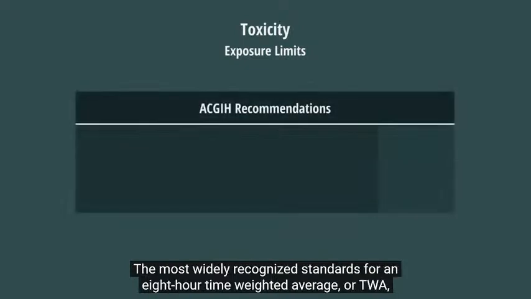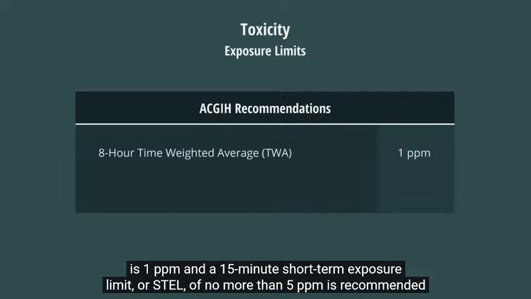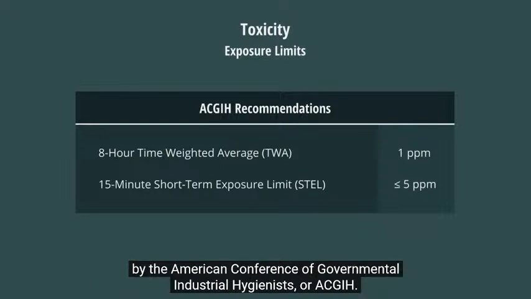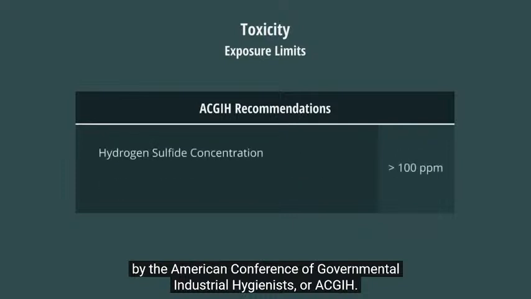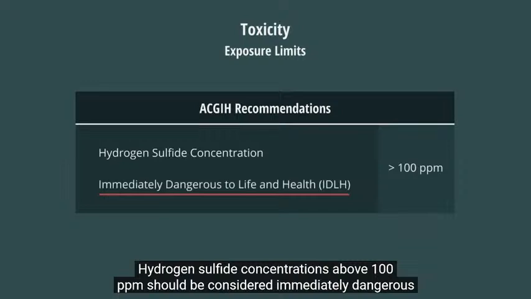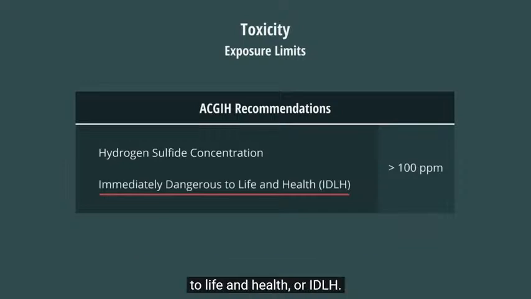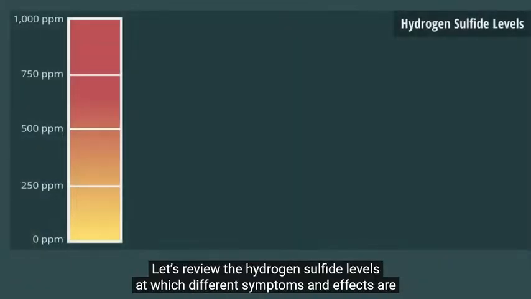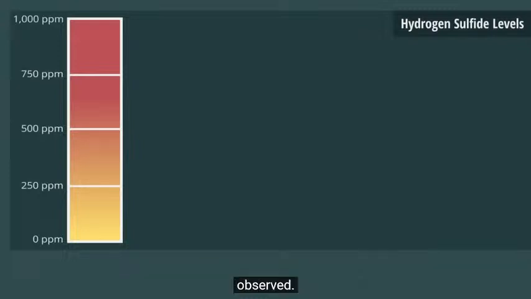The exposure limits for hydrogen sulfide vary among jurisdictions and industry activities. The most widely recognized standards for an 8-hour time-weighted average, or TWA, is 1 part per million and a 15-minute short-term exposure limit, or STEL, of no more than 5 ppm is recommended by the American Conference of Governmental Industrial Hygienists, or ACGIH. Hydrogen sulfide concentrations above 100 parts per million should be considered immediately dangerous to life and health, or IDLH. Let's review the hydrogen sulfide levels at which different symptoms and effects are observed.